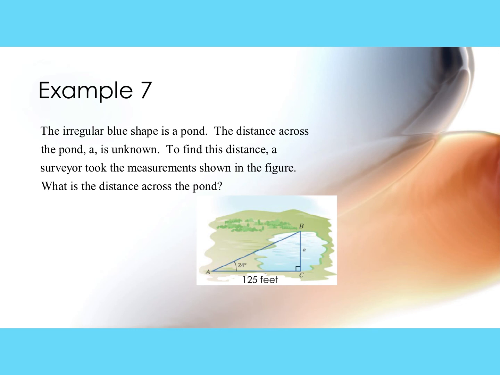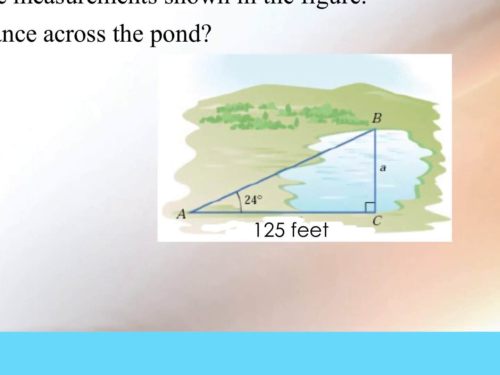To find the distance, a surveyor took the measurements shown in the figure. What's the distance across the pond? So now we've got one that's literally on the ground. It's not like there's any elevation here.